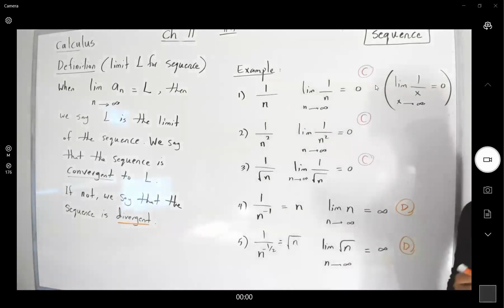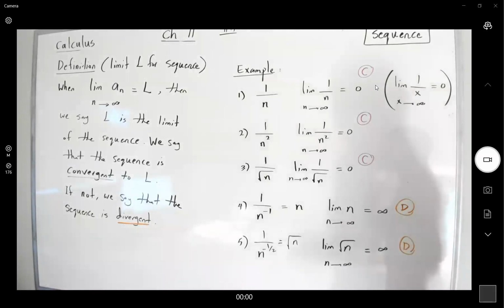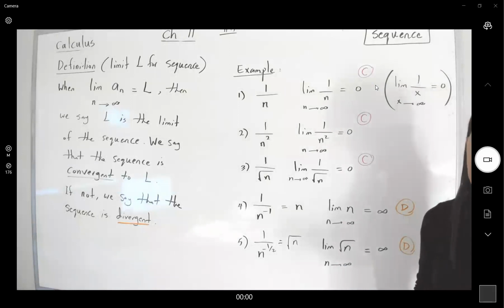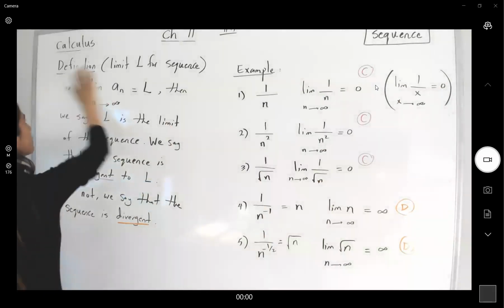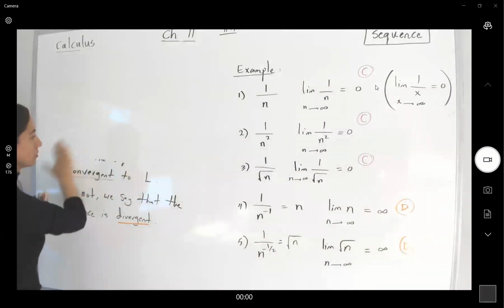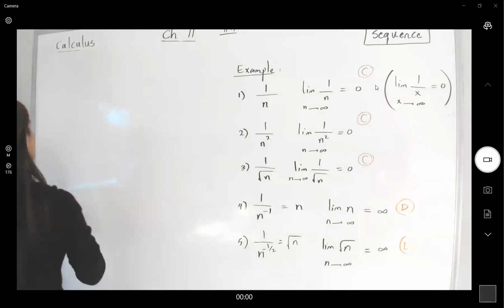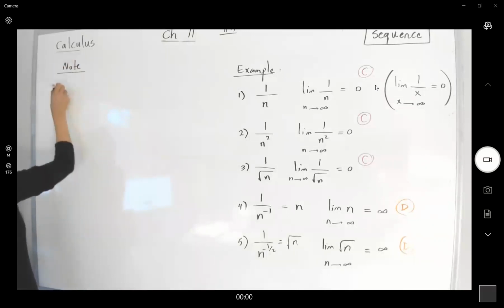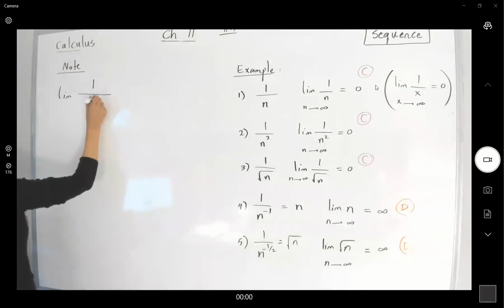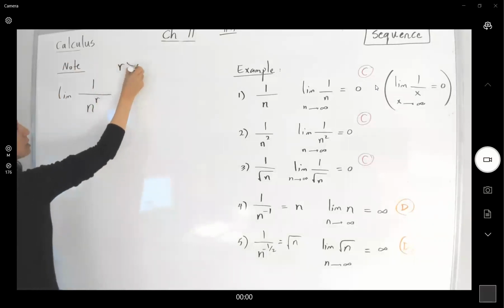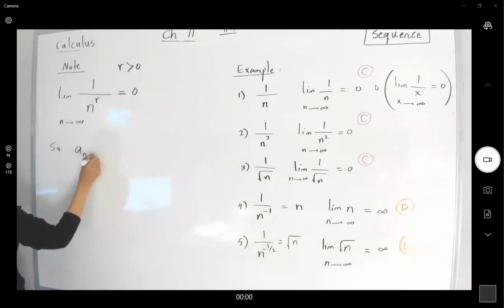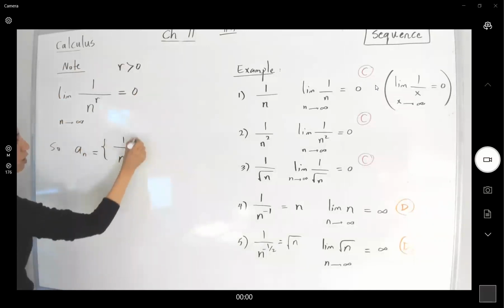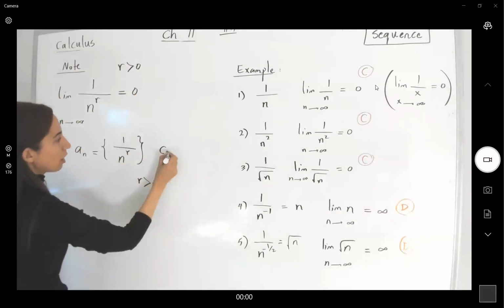Is there any conclusion here? Yes, of course. The conclusion is, if you have 1 divided by n to power r, as long as r is positive, then you have a convergent sequence. So let's write this down here. Here's a note for you. The limit of 1 divided by n to power r, while r is positive and n approaches infinity is equal to 0. So the sequence a sub n, which is 1 over n to power r for positive r values, is convergent.